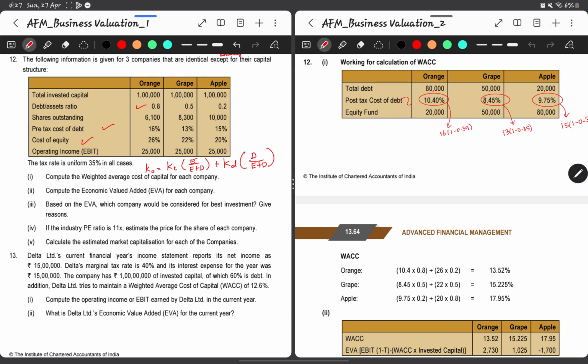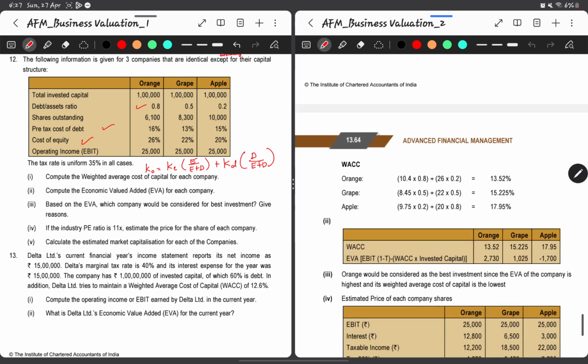First, the post-tax cost of debt, which is 16% in case of Orange, reduced by tax of 35%. So 16 multiplied by 1 minus 0.35 is 10.40 in case of Orange, 8.45 in case of Grape, and 9.75 in case of Apple.